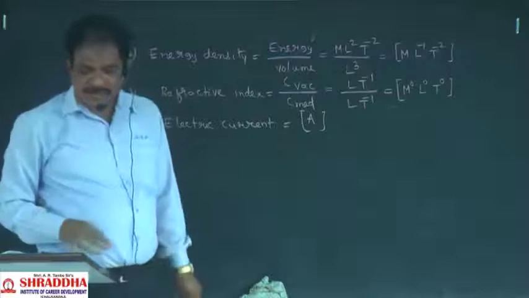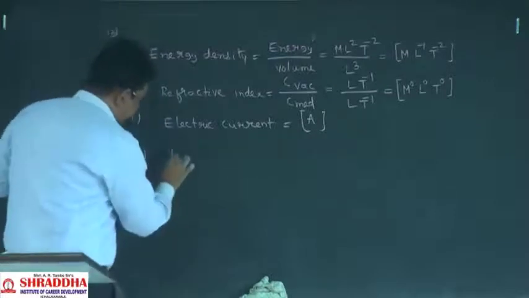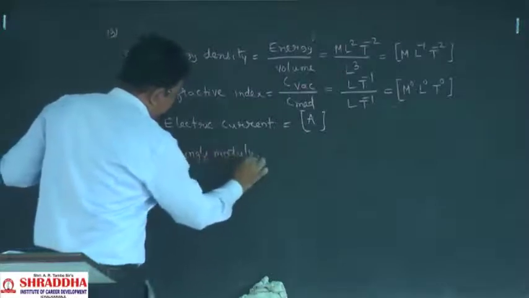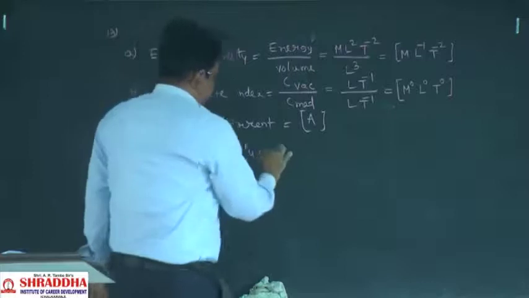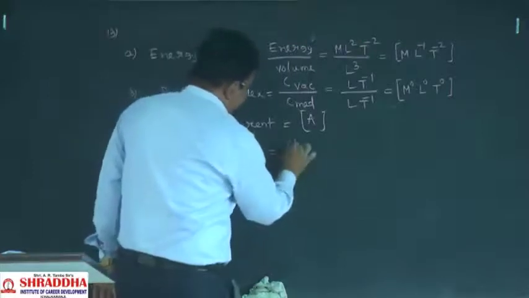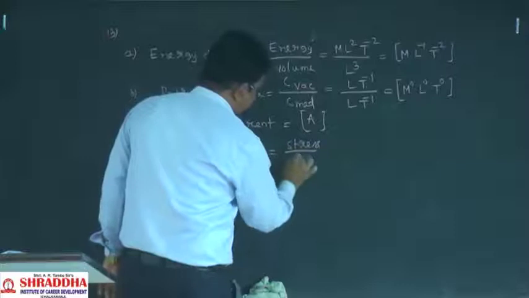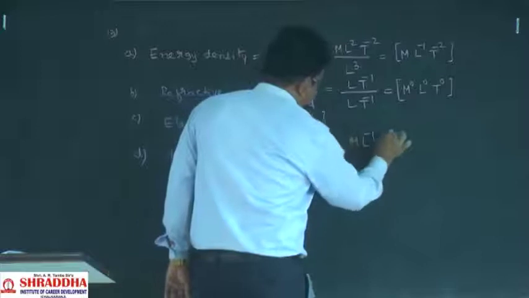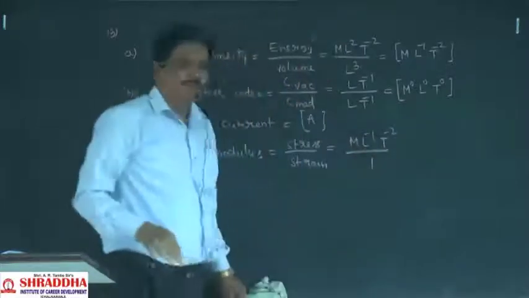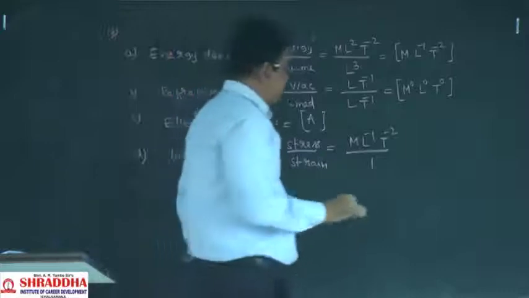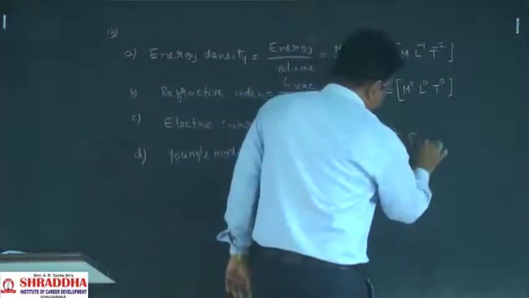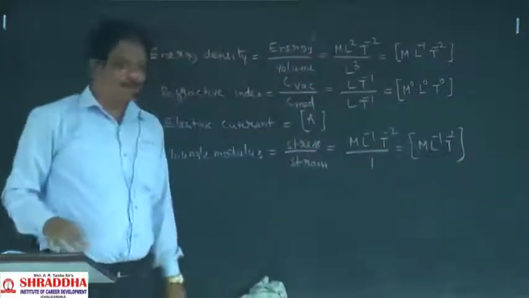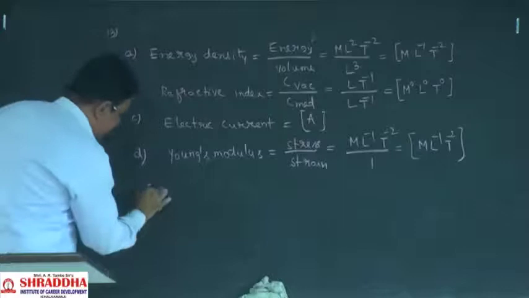Next, Young's modulus is equal to stress by strain. Stress is M L power minus 1 T power minus 2. Strain is dimensionless. So this value is M L power minus 1 T power minus 2. Next, the magnetic field.